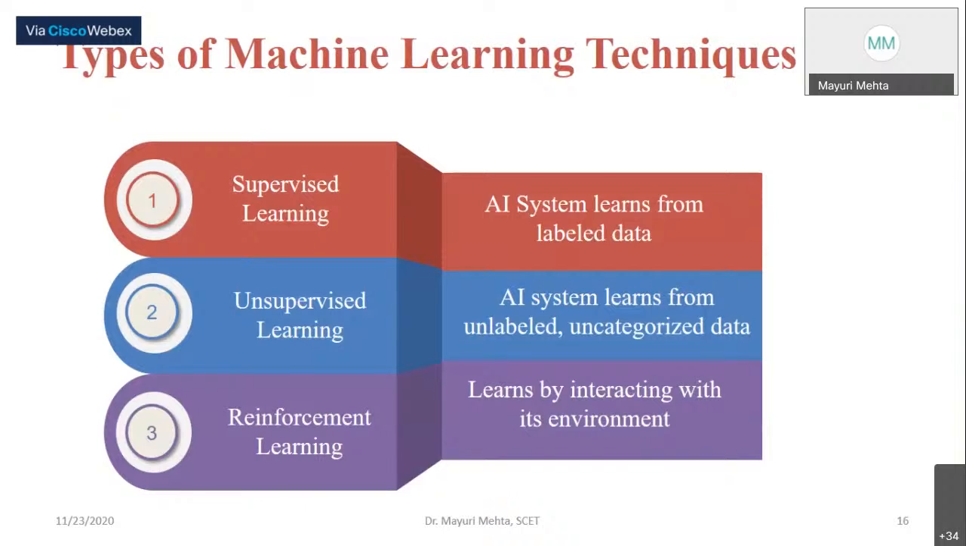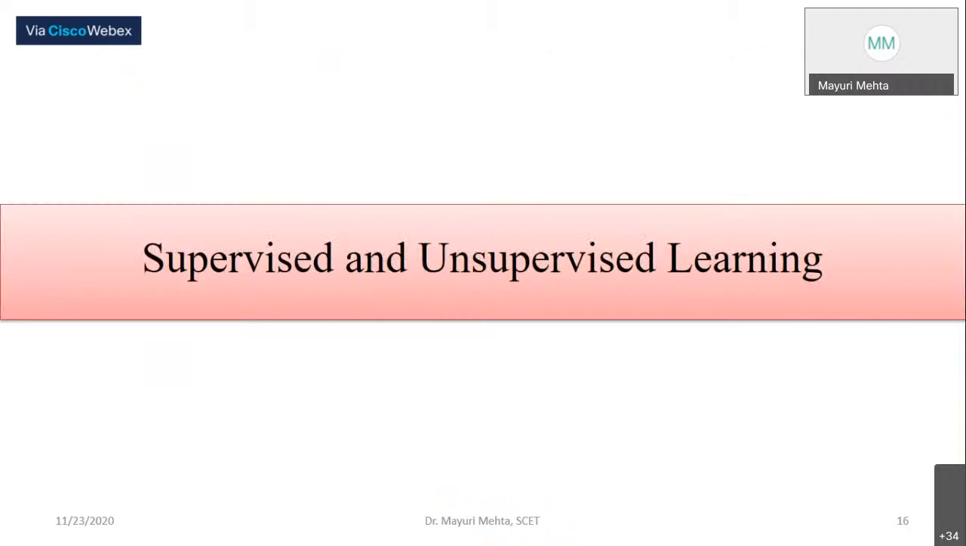Okay, now it's time to learn about the different ways in which machines can learn. There are three different ways in which machines can learn: supervised learning, unsupervised learning, and reinforcement learning, right? So now let's see the second part of today's discussion, that is supervised and unsupervised learning.